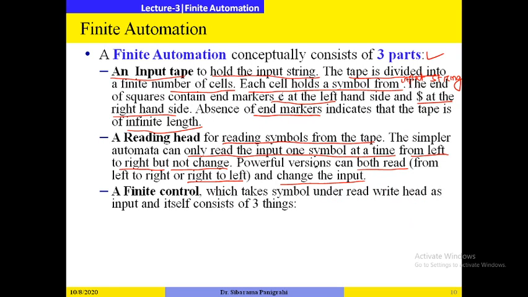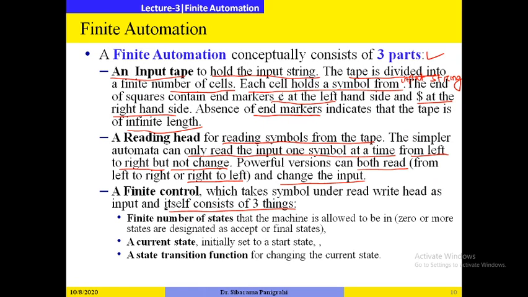Next, the finite control. This is the third thing, which takes the symbol under the read head as input and itself consists of three things, as I have already told you. So what are those three things? It has the knowledge of a finite number of states, meaning the states present in the automaton are stored in the finite control. The next one is the current state. Initially the current state is set to the start state. Then the state transition function: after taking one input, what should be the next state? That is represented by the state transition function.